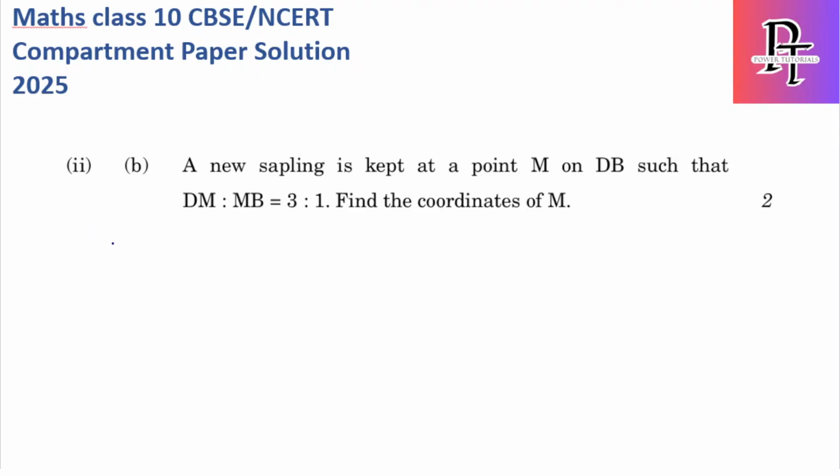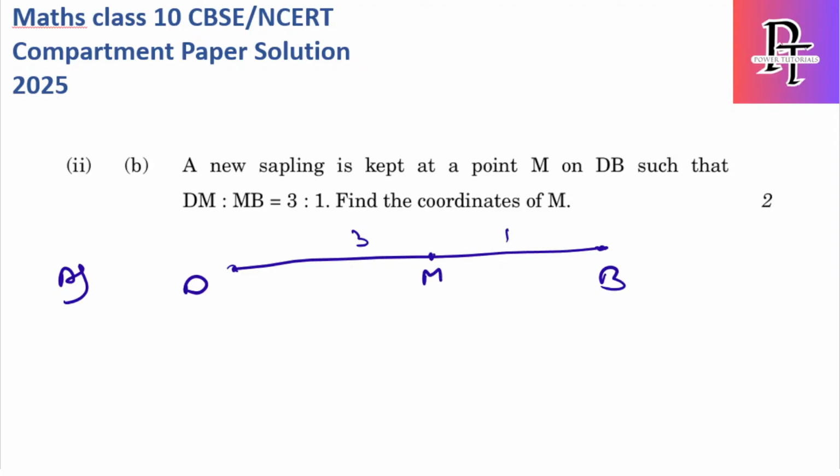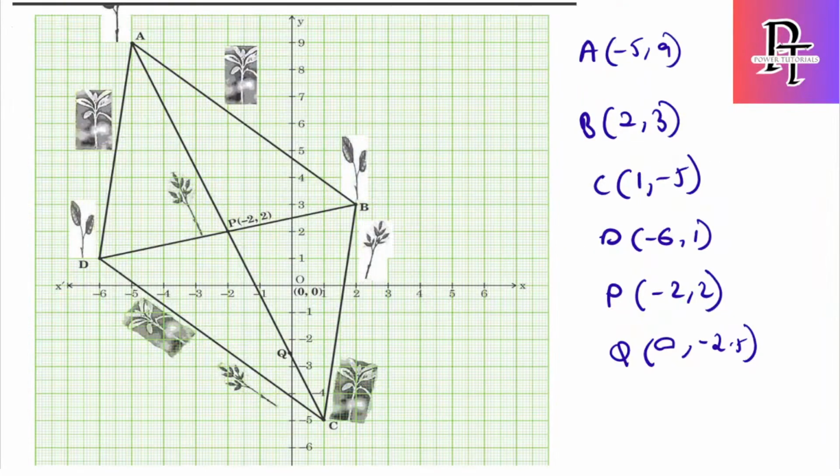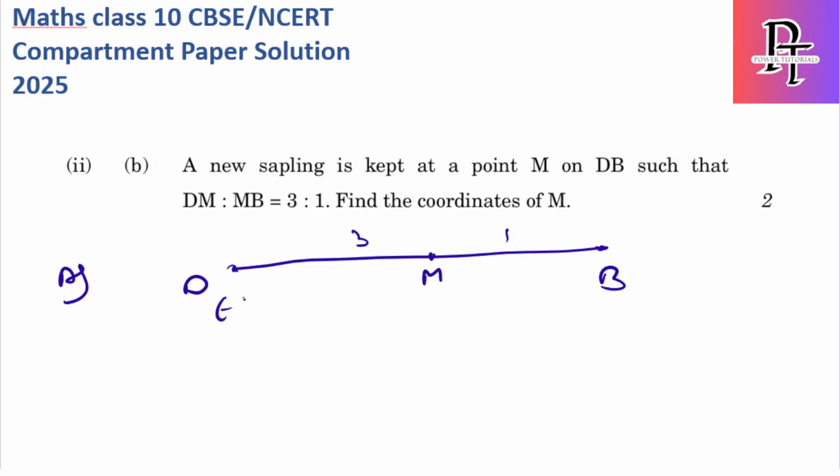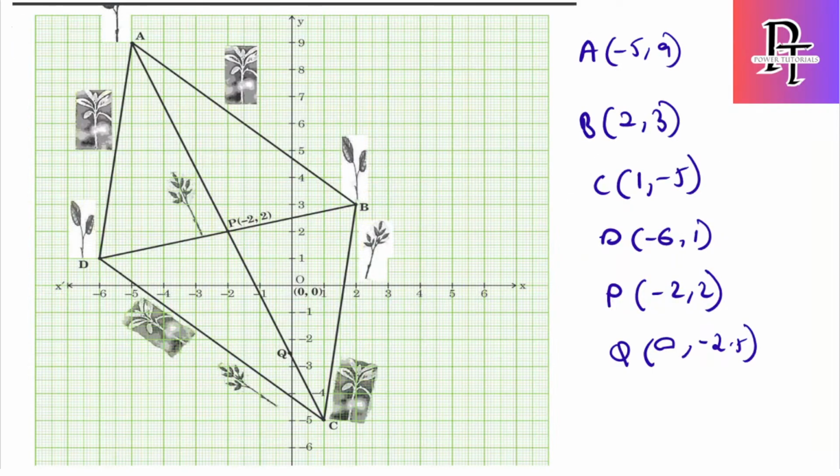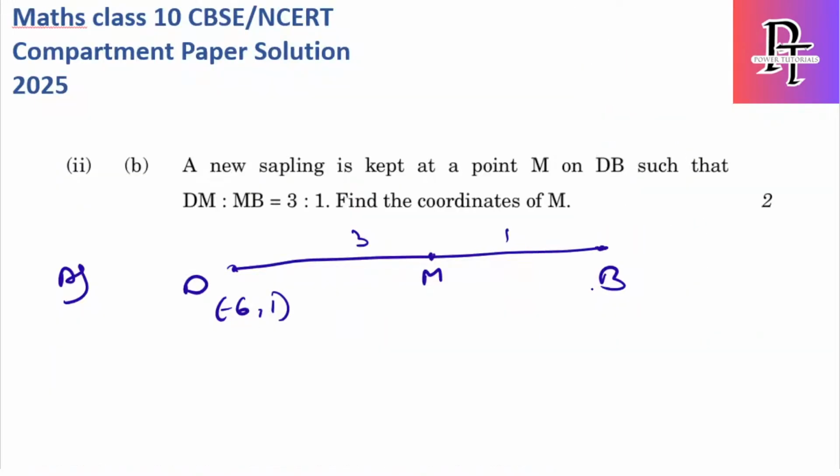So a new sampling is kept at point M such that, okay, this is a direct question from the curriculum. So we have D, we have B, and we have a point M such that the ratio is 3:1. Okay, let's mark the D and B points. D is minus 6 comma 1, whereas B point is 2 comma 3.